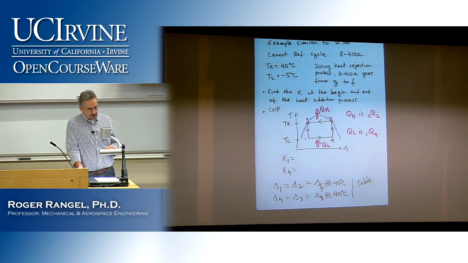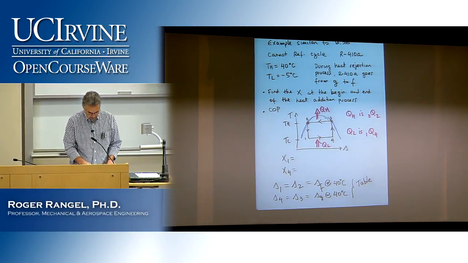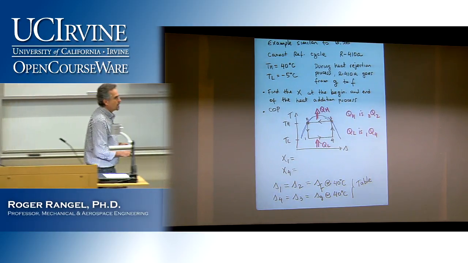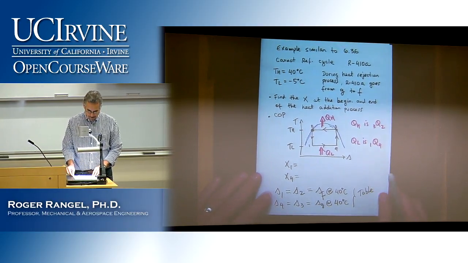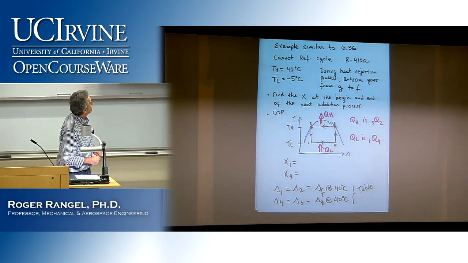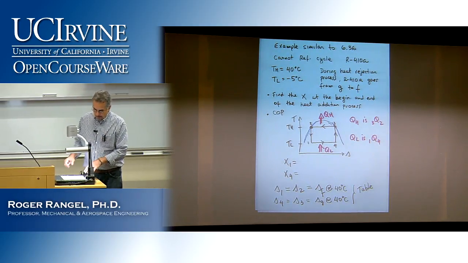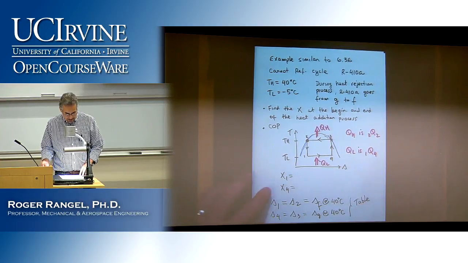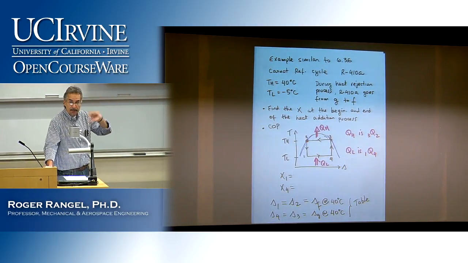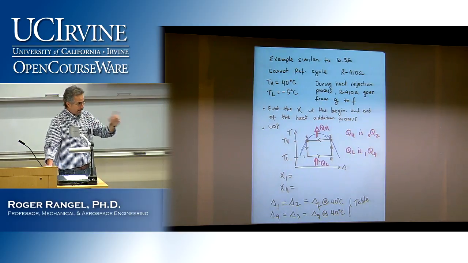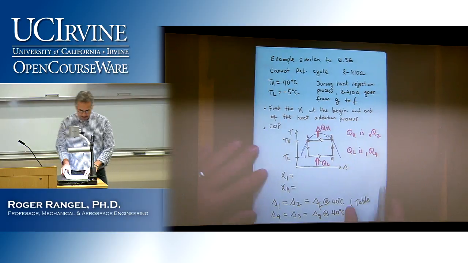What about the coefficient of performance? How can I get the COP? The key is that it is a Carnot cycle. Because it is a Carnot cycle, if we have all the temperatures, we have what we need, because we know the ratios.